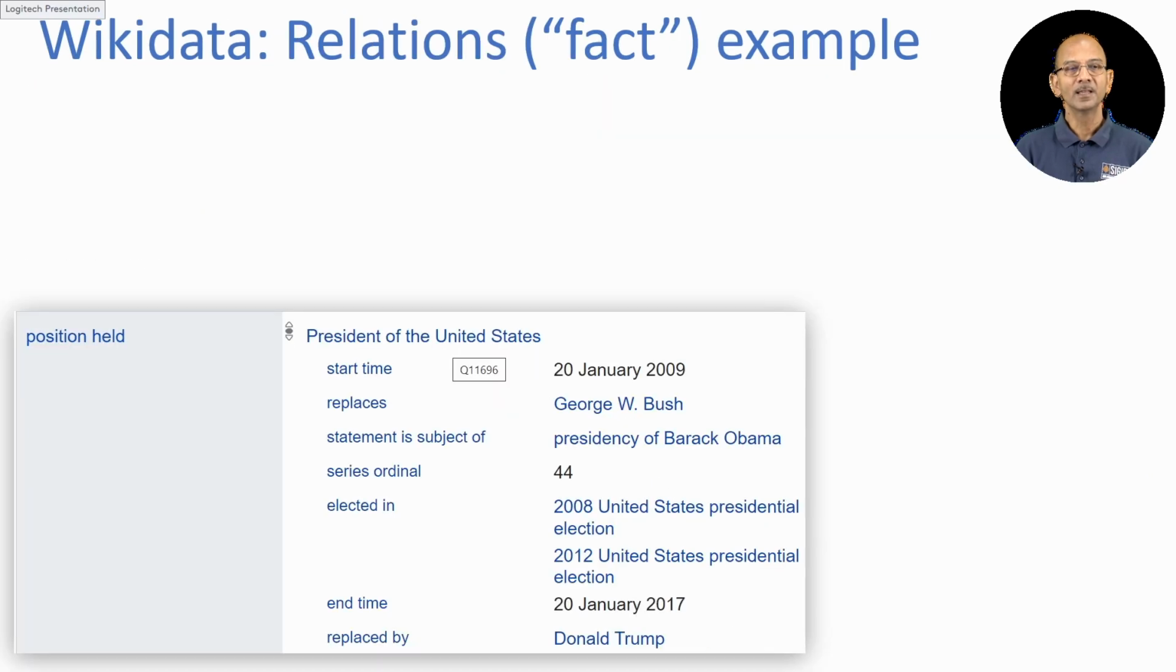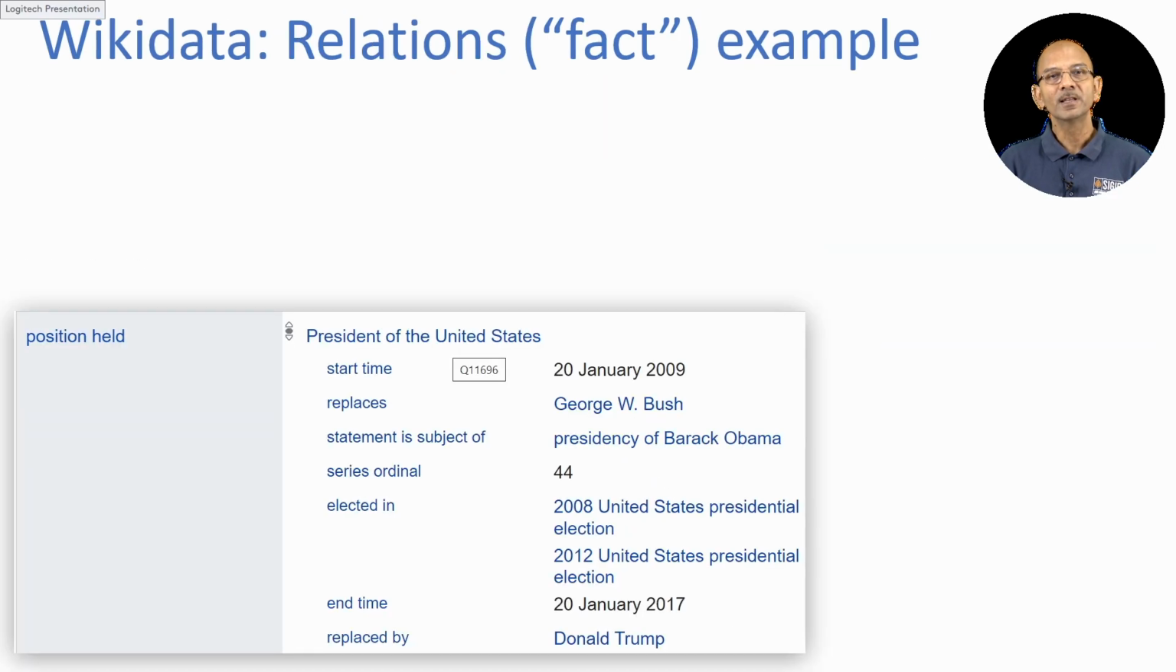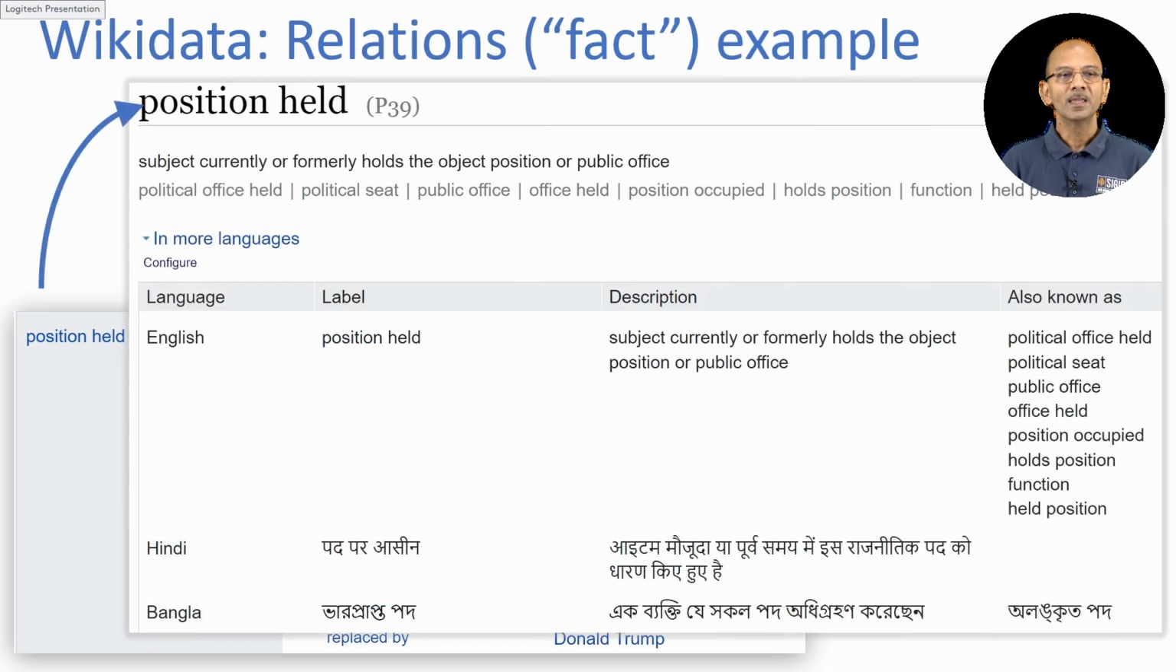On the relation side, if we scroll down on the previous page of Barack Obama, eventually we'll come to a relation which will be called position held. And what is the position held? He has held many positions, but the most prominent one being the President of the United States. And this has attributes like start time and who did he replace, how was he elected, what was the end time, who was he replaced by, and so on and so forth. If you now click on position held, you will go to another page of Wikidata which is dedicated to that relation.